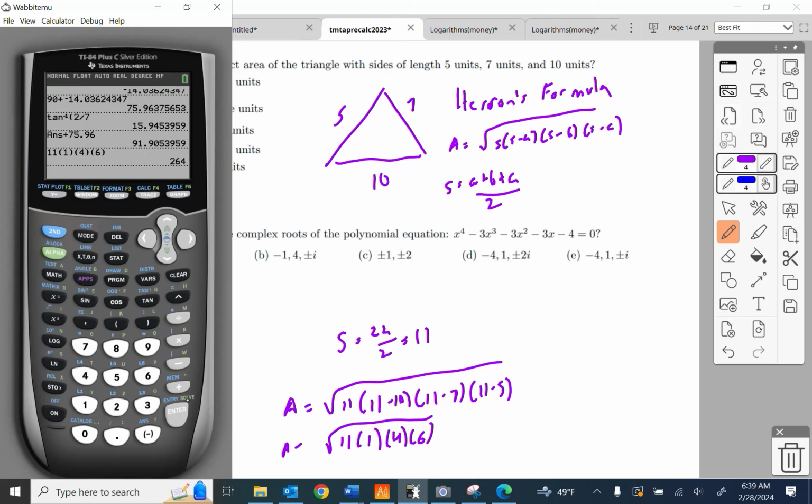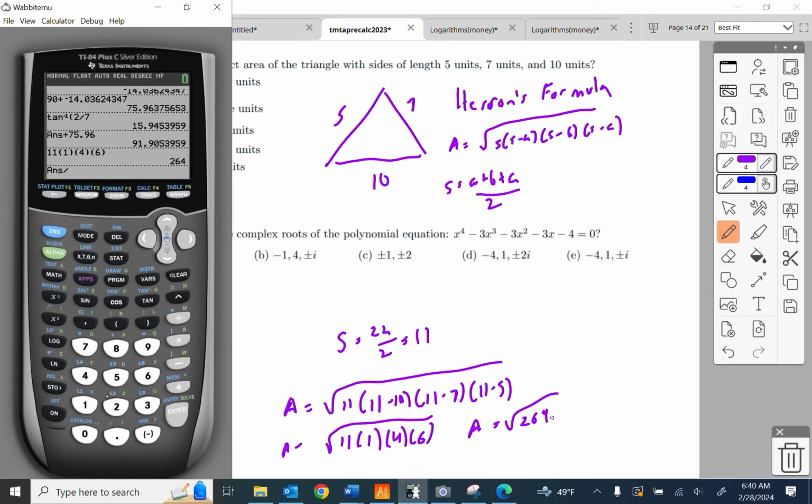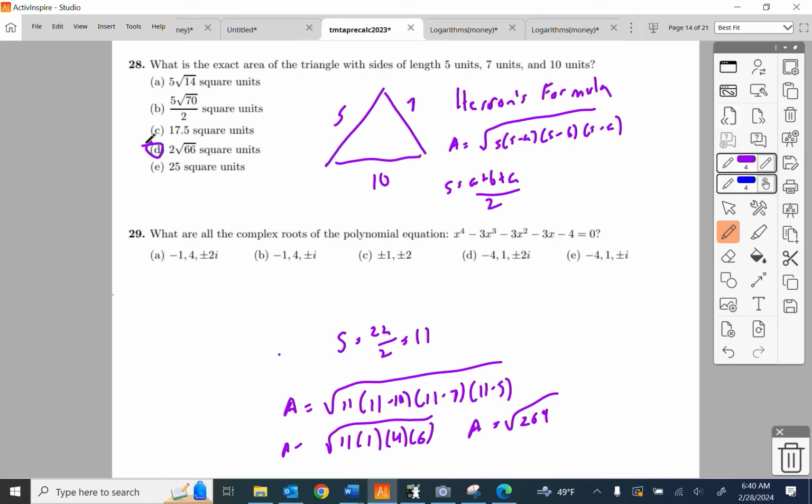264. I should have just gone with whatever I said the first time. Anyways, the area is the root of 264. I'm sure that simplifies quite a bit. That should be divisible by at least 4. It is. So 2 root 66.